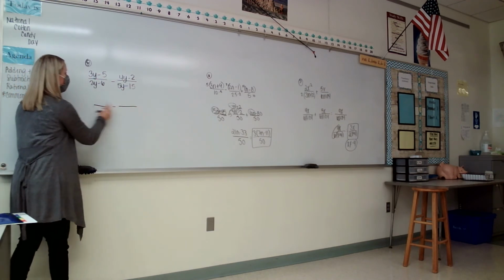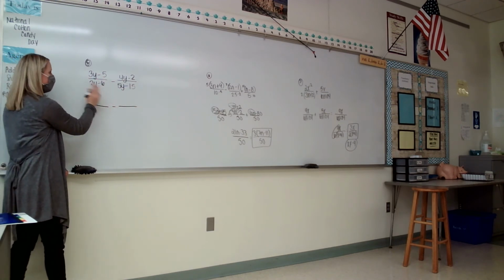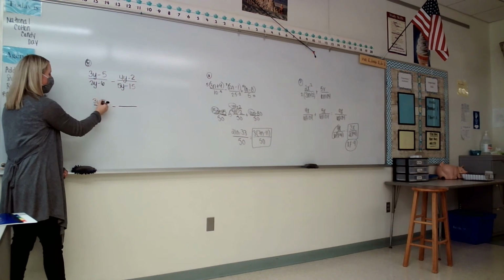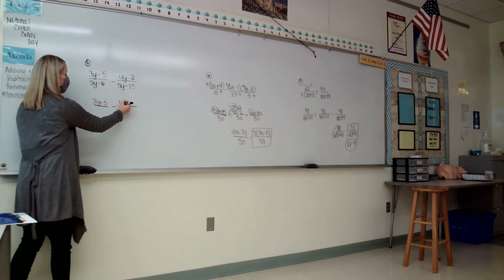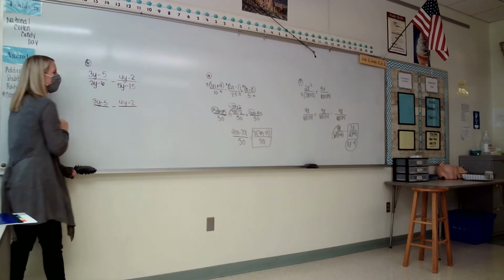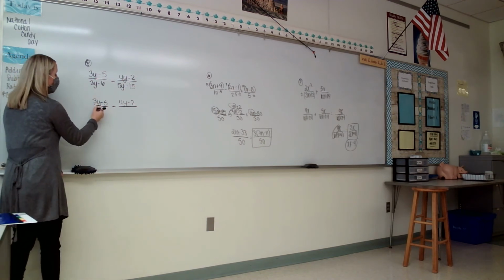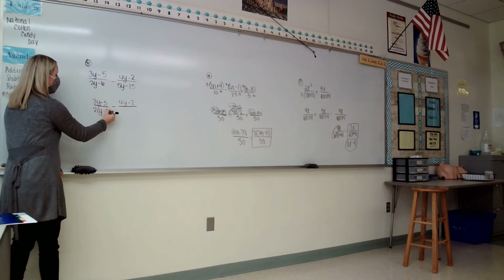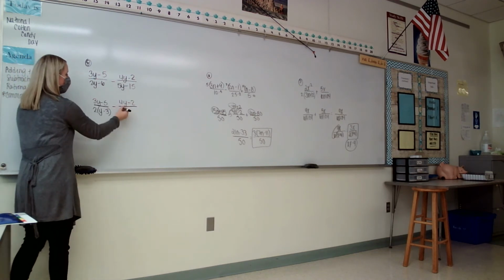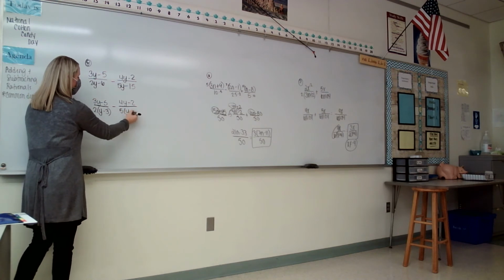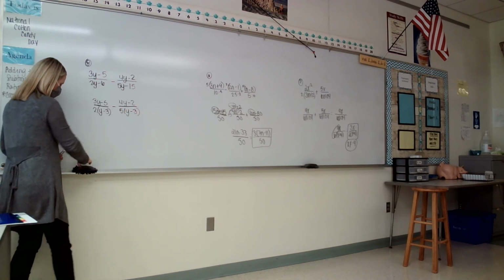So what you are going to do, the numerators are going to stay the same. Even if you can do something, just keep them. So we're not touching the numerators. But what we are going to do is factor the denominators if possible. In this case, we have a common factor of 2, so that goes y minus 3. And then here we have a GCF of 5.